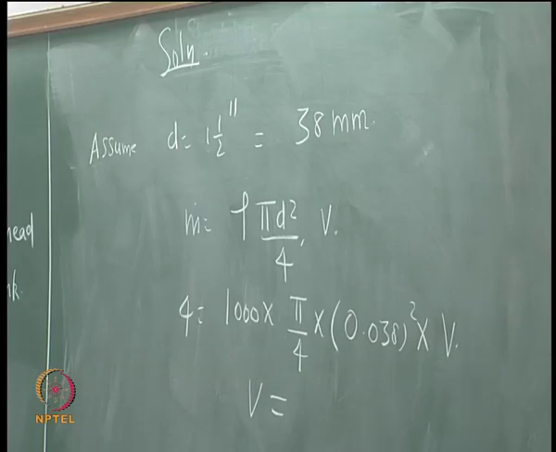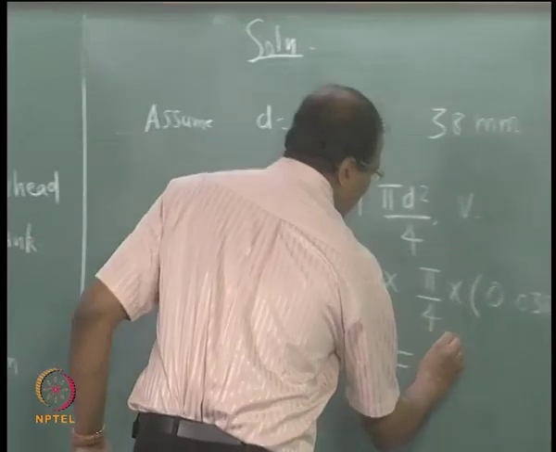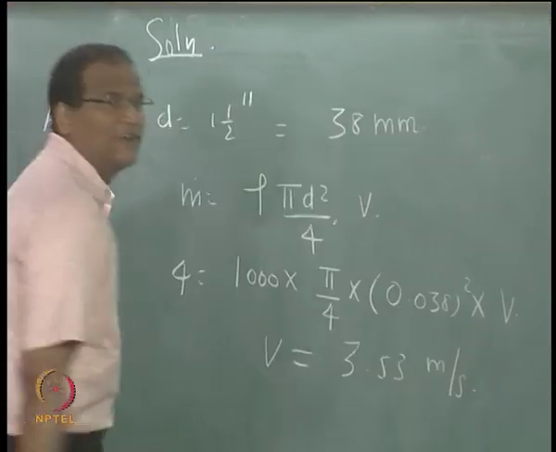What is the velocity, Anand? 1.97 meters per second, is it correct? Huh? 2 inches, no. 3.53? First calculate the Reynolds number.